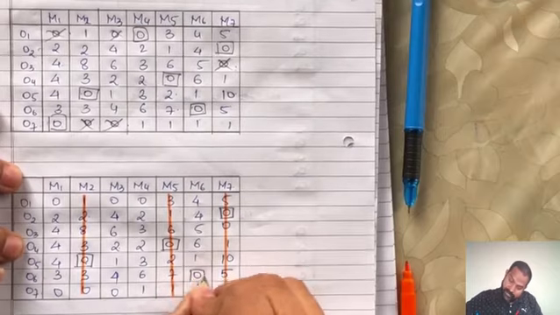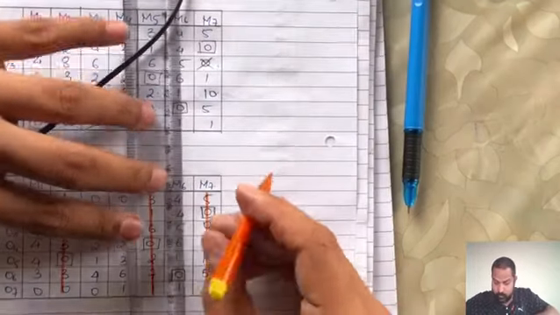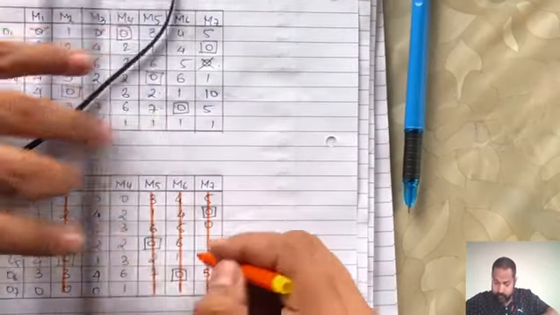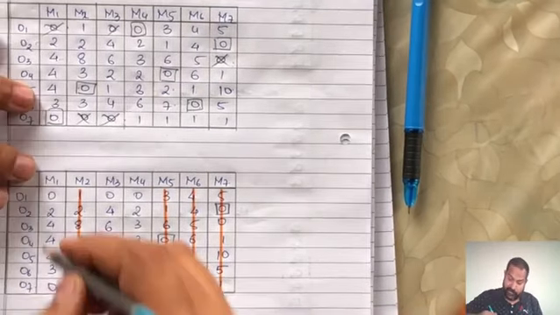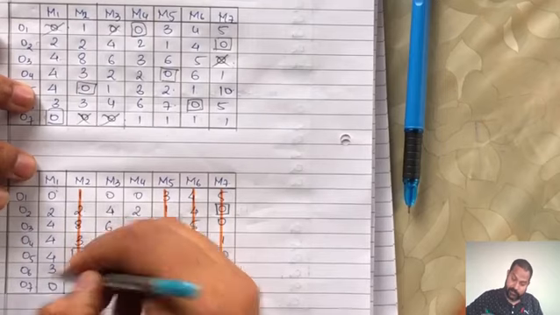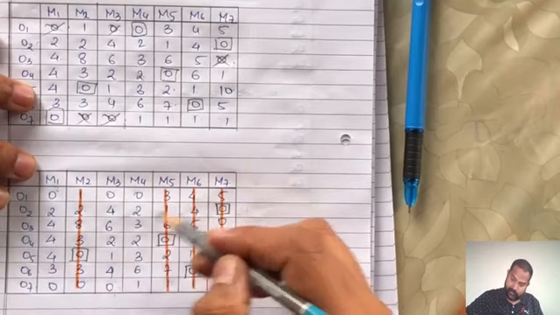1 0, mark it as an assignment. Cancel the entire column. Two zeros cannot do anything. Let's go column wise. Two zeros cannot do anything.